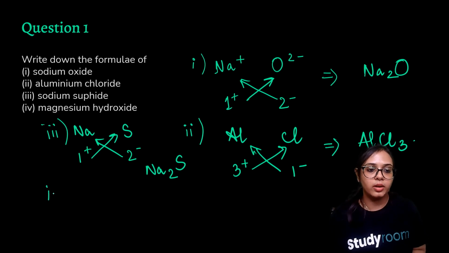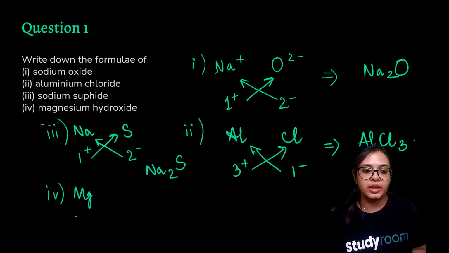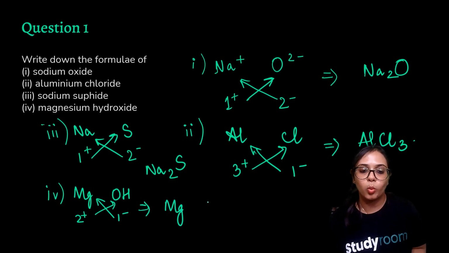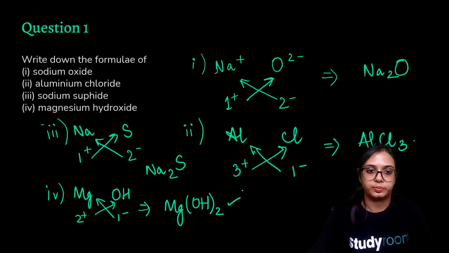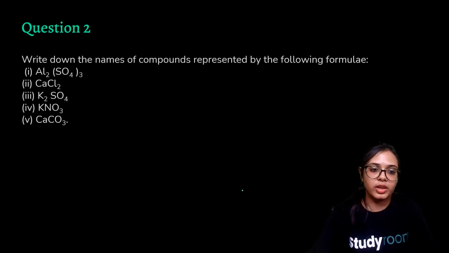For the last one, magnesium hydroxide, we saw in the previous slide that magnesium has a +2 charge. The hydroxide has a -1 charge. The exchange takes place, and what do we get? One atom of magnesium comes together with hydroxide, and since hydroxide is a polyatomic ion, we write it within brackets, Mg(OH)2. Let's move on to the next question.